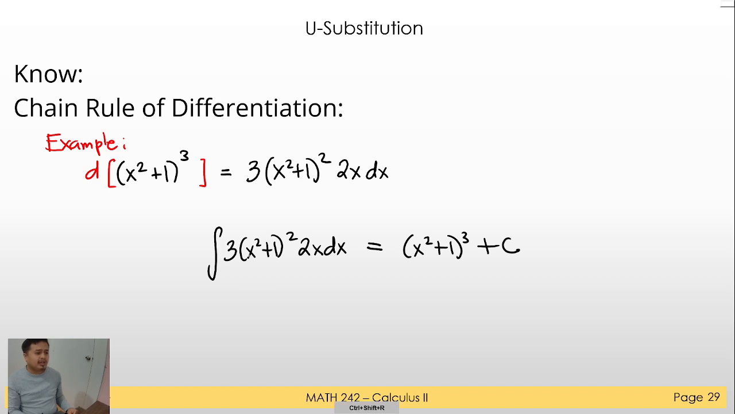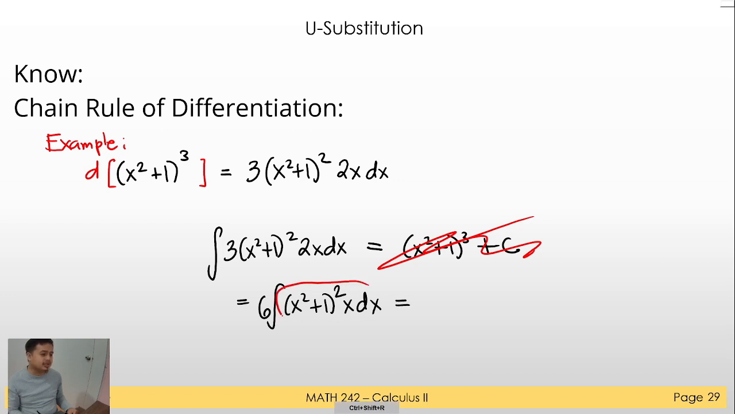Now, if we have this problem in integration, it will be confusing. Let's say we do not know this yet. If we integrate this as it is, or simplify it even more, we have 6 times (x squared plus 1) squared x dx. We might get lost in our integrals if this is what we see in the problem.